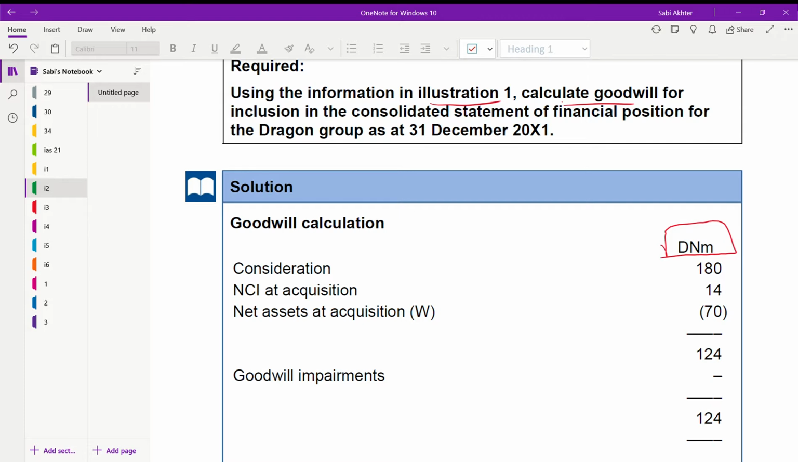So consideration, it was at 180. NCI is also given. Net assets, there's a working. And goodwill has not been impaired, so this is nil, and 124.